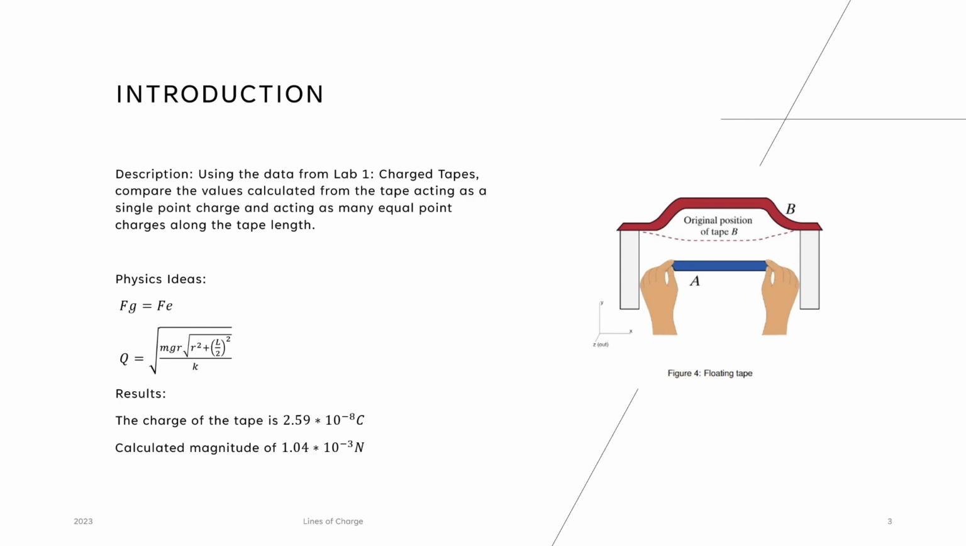So the main physics idea is Newton's third law, where Fg is equal to Fe, so the force of gravity is equal to the force of the electric field. And using this law, we can find the charge, where charge would be equal to Q. And using the equation, I have found that the charge of the tape is 2.59 times 10 to the negative 8 coulombs. And from the coding, the resulting calculated magnitude is 1.04 times 10 to the negative 3 newtons.